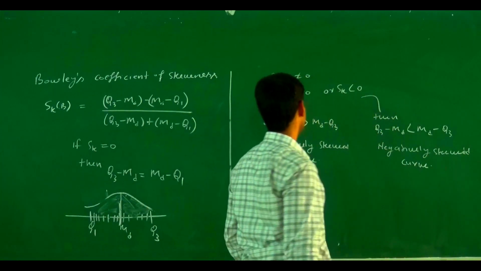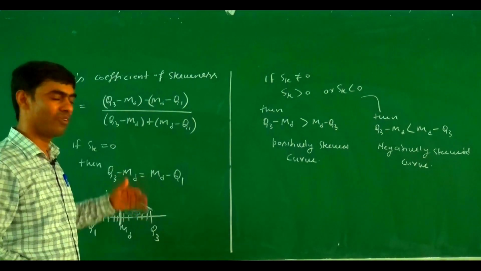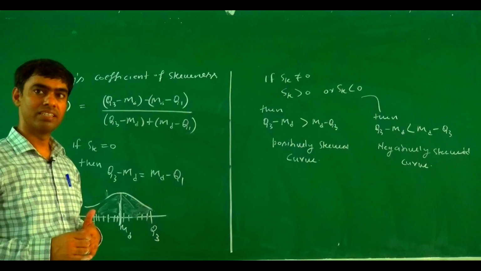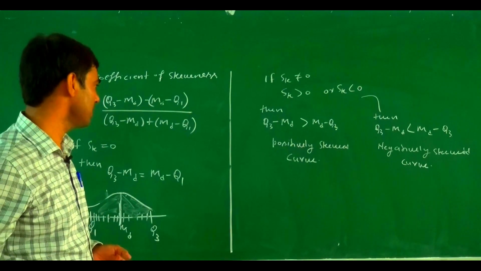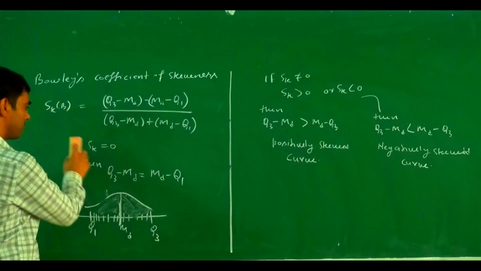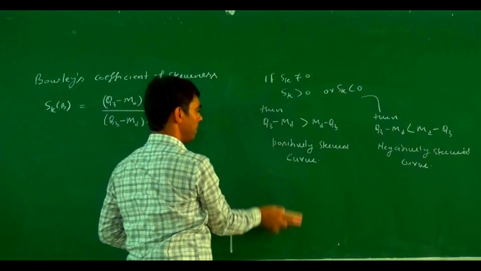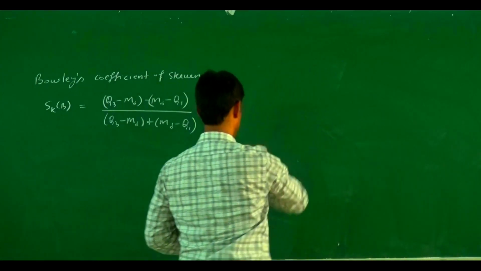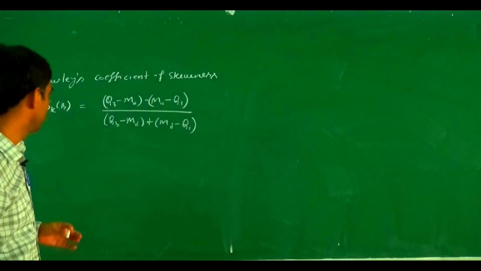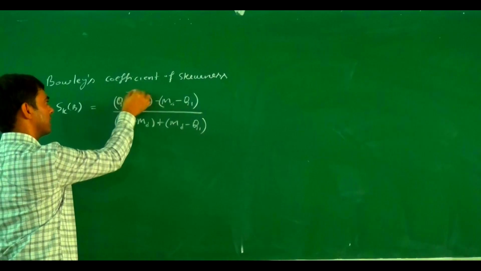Now, one other thing: what is the limit of Bowley's coefficient of skewness? Means what is the lower limit and what is the upper limit? If we closely observe the Bowley coefficient of skewness, then what will happen here? Suppose this one is a, this one is a.